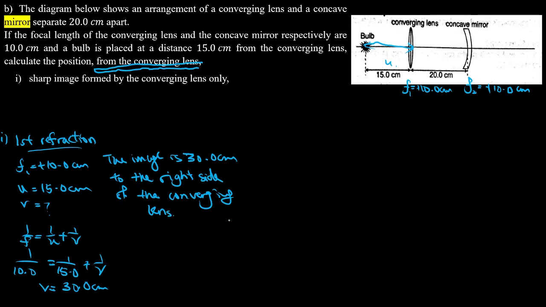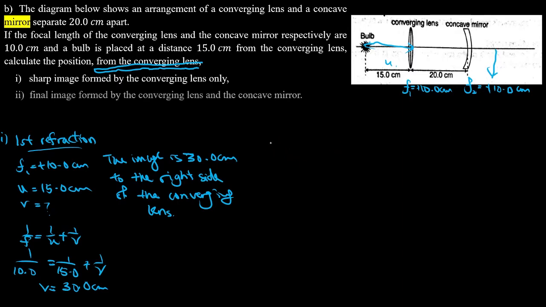Why is it the right side? Because you know that a real image is formed, so it means the image is formed here. So 30 cm is here. This is your first image. Okay, this is your first image, formed here.